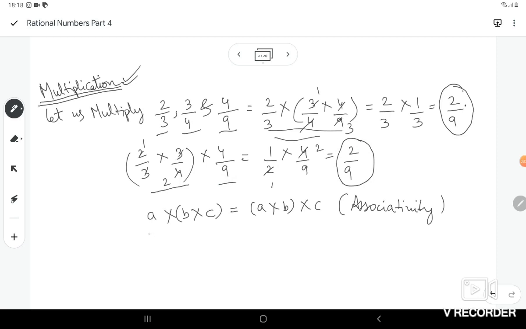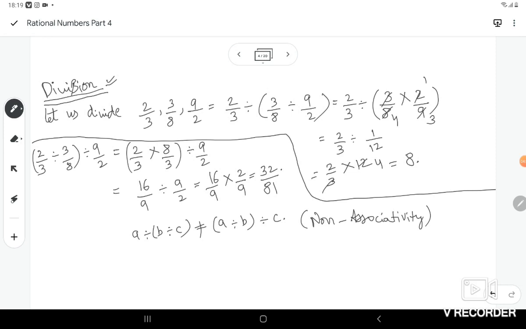From here we can clearly see that a × (b × c) comes out to be equal to (a × b) × c. So from here we can clearly say that the associative property holds true in case of multiplication of rational numbers. Let's see how it behaves in case of division.